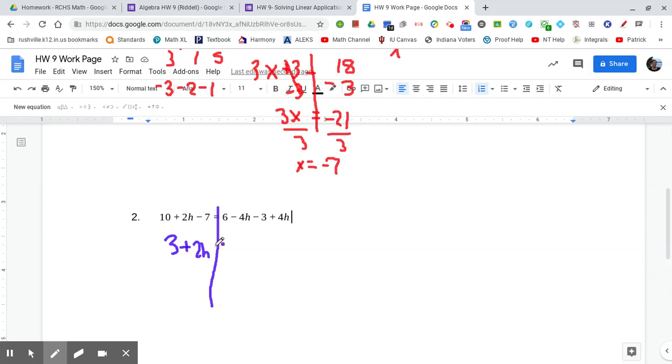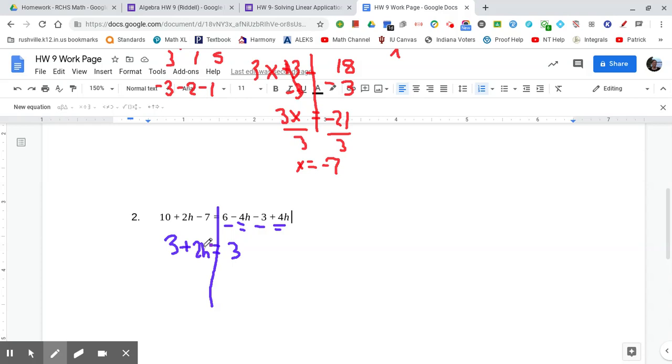And then on the right-hand side, I'll do the same thing. I have 6 minus 4h minus 3 plus 4h. My 6 and my minus 3 are like terms, so I'll combine them. 6 minus 3 would give me 3. Negative 4h plus 4h: negative 4 plus 4 gives me 0h. I don't need to write plus 0h. That means nothing. All right, so now I have this new equation.